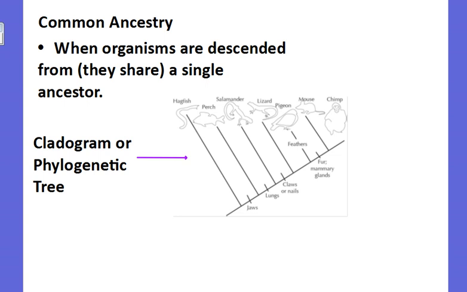Common ancestry, and I'll explain more about what a cladogram is later on in this slideshow. But common ancestry is the concept or the idea that when organisms are descended from or share a single common ancestor, they will have some similarities or some things in common that can show that common ancestry. So when we talk about having similarities, a lot of that is tied to the fact that there is some common ancestor in the distant past, not recently, not like a great grandparent, but way, way, thousands, even millions of years ago.